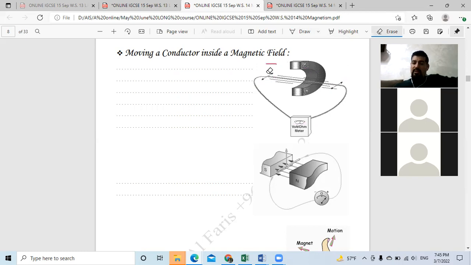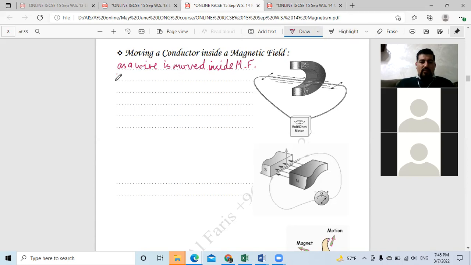Okay, so what do they ask here? First we have to write this down: a wire is moved inside a magnetic field to cut its lines in a perpendicular way. What do I mean by perpendicular way? Look here.